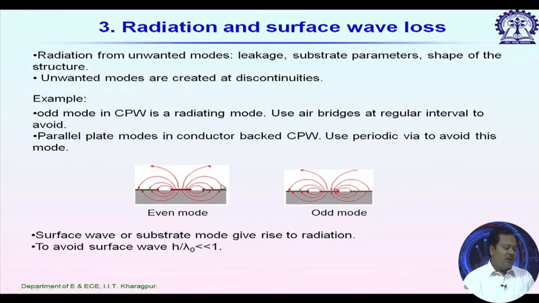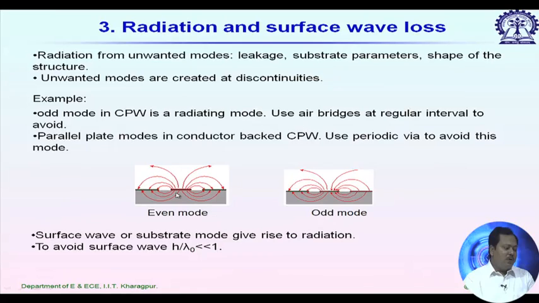So, this is the cross section of the CPW line. We have 3 strips, and these are sitting on a dielectric slab. This is the central strip, and the leftmost and rightmost strips are used as the ground plane. Now, this configuration can be excited in even mode as well as in odd mode.